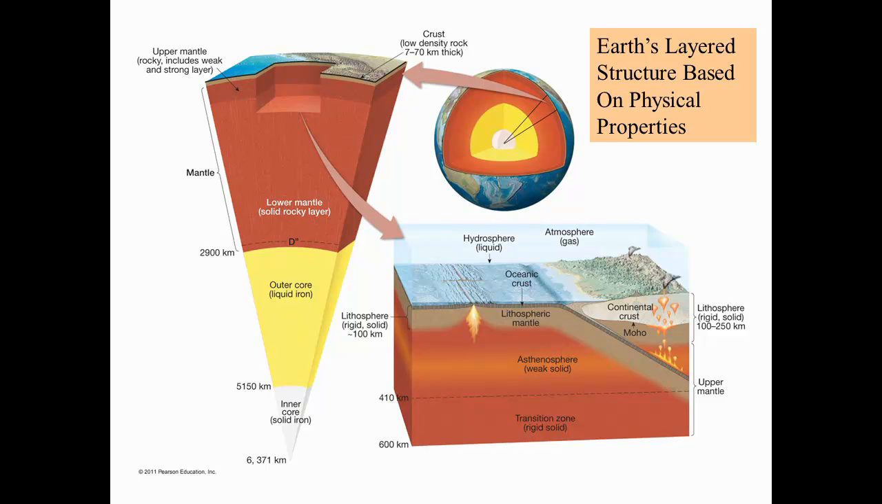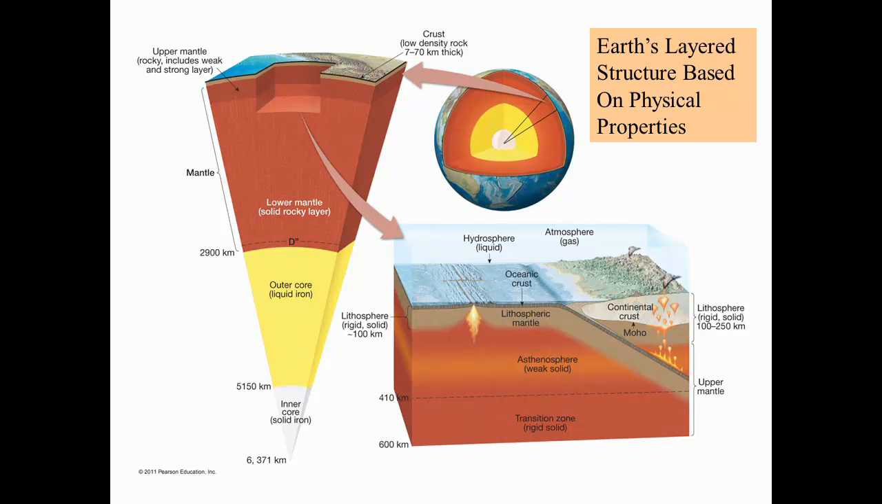So here we see the Earth's layered structure based on physical properties. And beginning near the surface and considering crust, we can right away distinguish continental crust from oceanic crust. Seismic waves behave differently between these two materials.